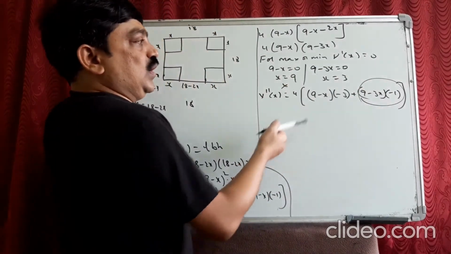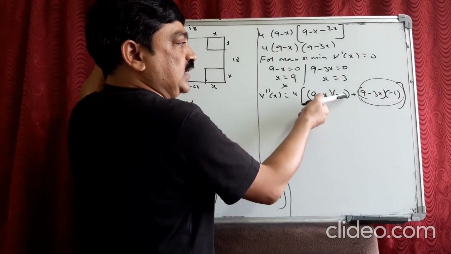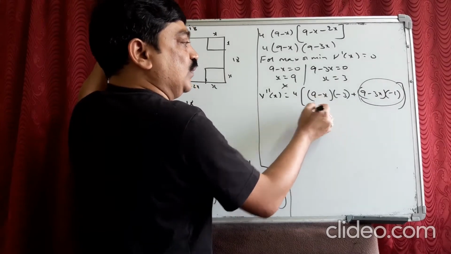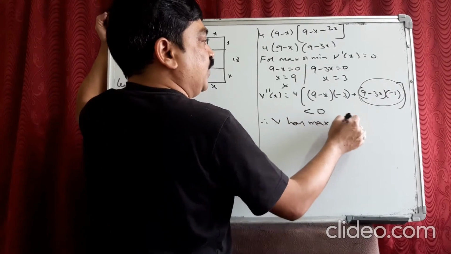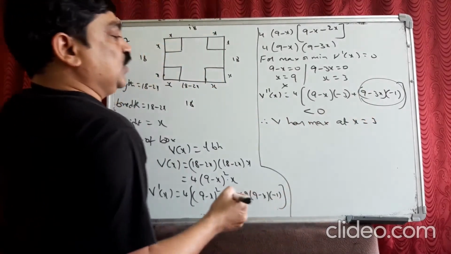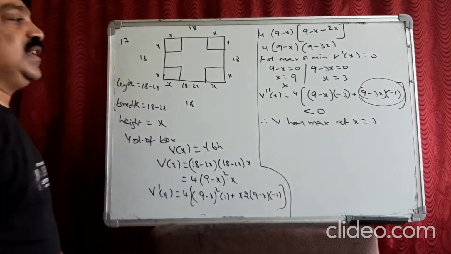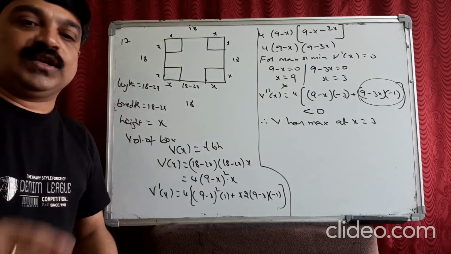When I substitute x as 3, 9 minus 6, 6 into minus is negative. Therefore, V has a maximum. That means volume is maximum at x equal to 3. So the answer is 3 centimeters cut on all the corners. Okay.